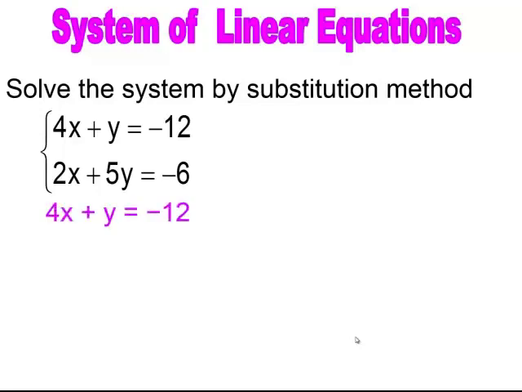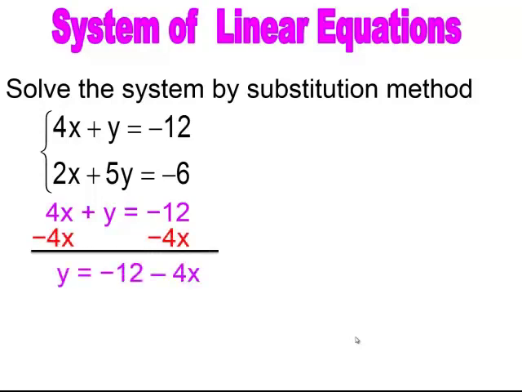So I'm choosing the first equation to solve for y. It's the easiest. You could have chosen the second, but you'll end up with fractions. So I'm going to solve for y. I subtract 4 from both sides, and I get y equals a negative 12 minus 4x, or a negative 4x minus 12, whatever way you wrote it. Now I'm going to substitute it into the other equation. You always have to use the other equation. So I'm taking that 2x plus 5y equals a negative 6, and I'm taking a negative 12 minus 4x and plugging it into the y of the other equation.